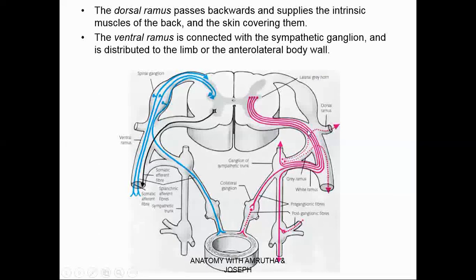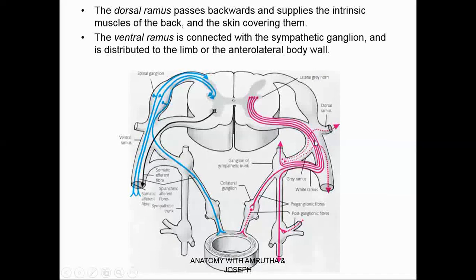So suppose this is a thoracic level spinal nerve, and the white rami communicants is connected to the ganglia here. Yes, this ganglia gets the connection. But what about the cervical ganglia? For that, the white rami communicants has to travel upwards.